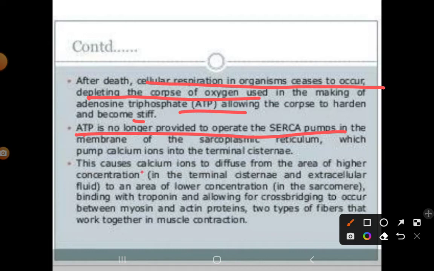This causes calcium ions to diffuse from the area of higher concentration to the lower concentration, binding with the troponin and allowing the cross bridging to occur between myosin and actin proteins, two types of fibers that work together in muscular contraction.